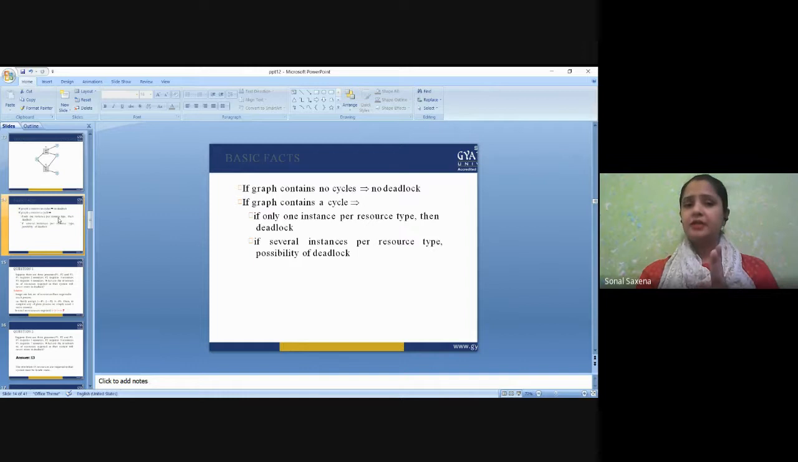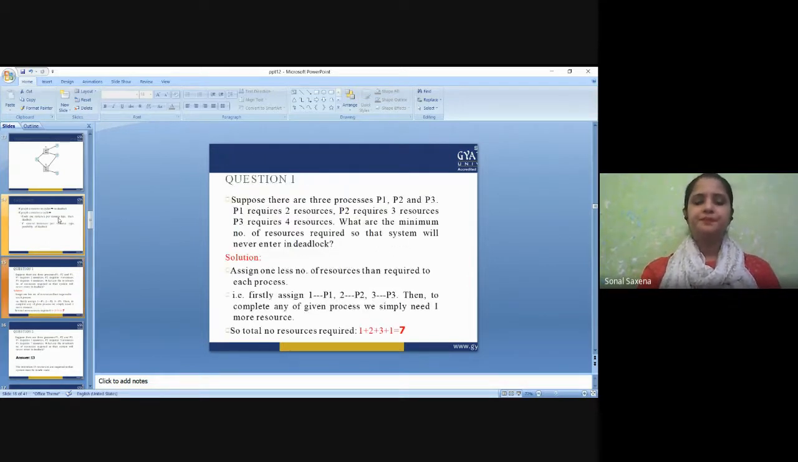So there is a difference. If a resource has a single instance, there is a sure deadlock in your system. But if it has multiple instances, there could be a possibility that one of the instances of a resource is free and we can assign it to a requesting process. So these are some of the facts that you should keep in mind while dealing with the deadlock condition. Now let us quickly move over to questions.